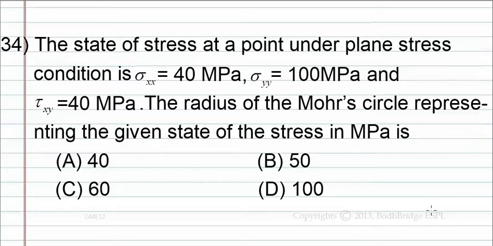The state of stress at a point under plane stress condition is sigma xx equal to 40 megapascal, sigma yy equal to 100 megapascal, and tau xy equal to 40 megapascal. The radius of the Mohr circle representing the given state of stress in megapascal is: option A 40, option B 50, option C 60, option D 100.